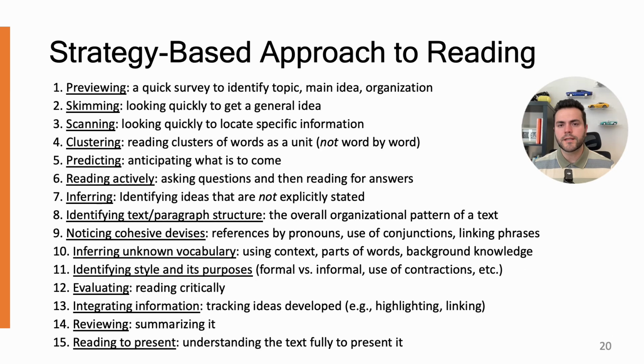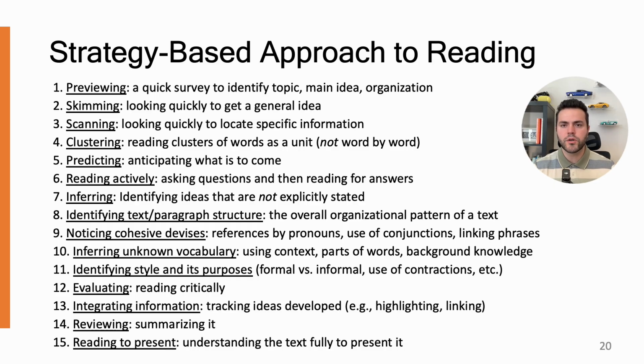In this slide, we are looking at a range of strategies that skilled readers often employ depending on the purpose. We start with some more surface level strategies like previewing, skimming, scanning. These help us quickly get the topic, the general idea, or locate specific information. Then we've got clustering, which is about chunking phrases rather than reading word by word. This improves fluency indeed. And then we move into deeper strategies, predicting, inferring, and reading actively, which help readers engage with meaning that's not always obvious.